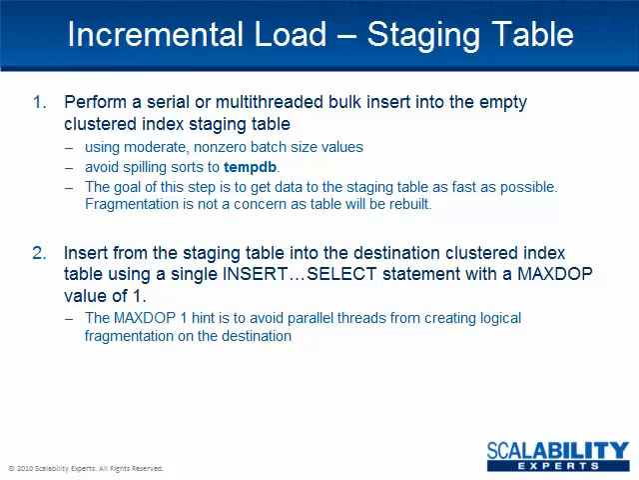We're going to start off by performing a serial or multi-threaded bulk insert into the empty clustered index staging table. Again, we're trying to avoid sorts that spill over to TempDB, so we want to adjust our batch size appropriately. And again, the goal is to get the data into the staging table as fast as possible. At this point, fragmentation is not a concern because since this is empty, it's always going to be rebuilt later. So then we go from the staging table, we use insert select statements with MAXDOP 1 to populate the clustered index destination table. Again, we use MAXDOP 1 so we can avoid the multi-threaded process interleaving data.